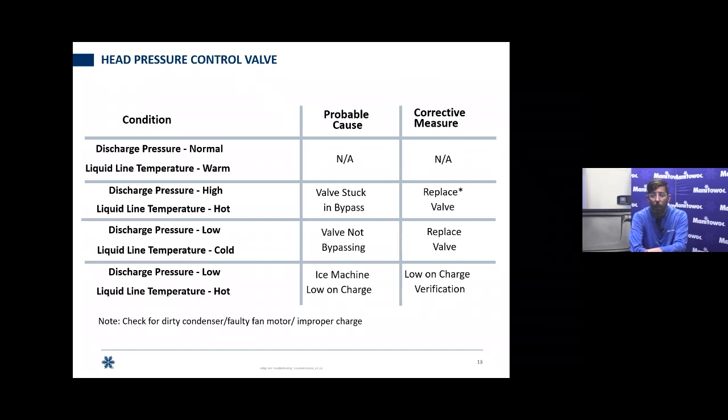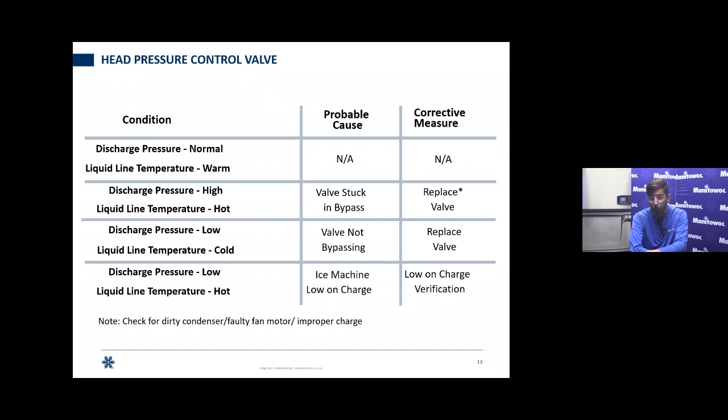But what if the discharge pressure is low? Again, hey, we're at that 195 mark, but the liquid line's hot. Well, that's a headmaster that's doing its job. It's trying to regulate the head pressure, but you don't have enough refrigerant in that system to get that head pressure up there. Hey, you're low on charge for some reason.